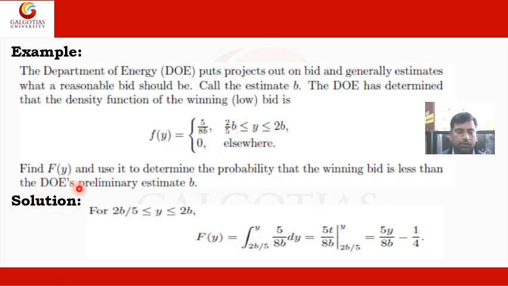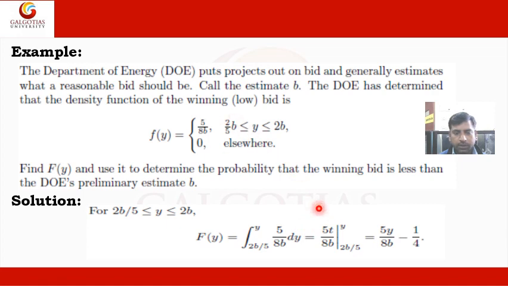Find F of y, that means you have to find the cumulative distribution function, and use it to determine the probability that the winning bid is less than the DOE's estimate b. Outside this limit, the function is 0, so the integral outside the limit will be 0. So we will find the CDF for y between these limits. Here we will use a variable upper limit, not a constant, as we have discussed earlier.